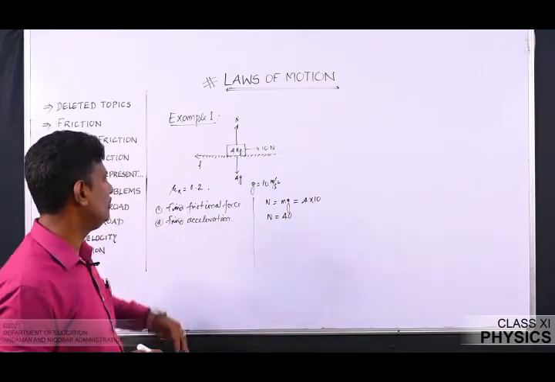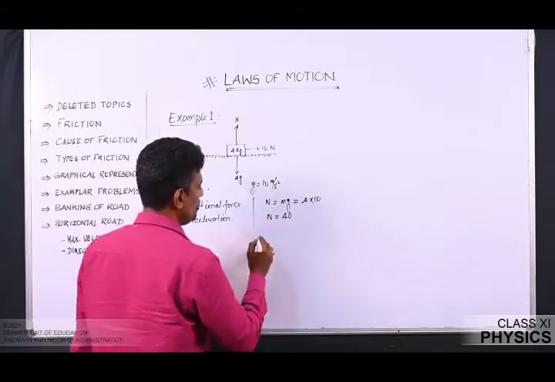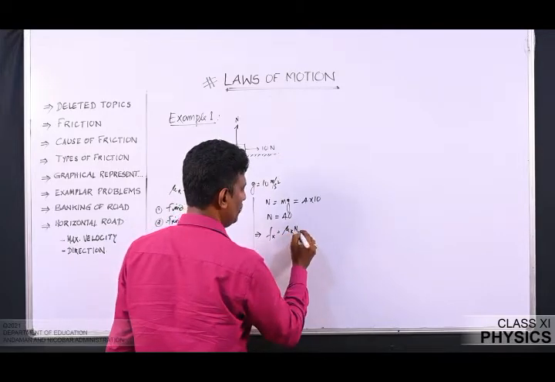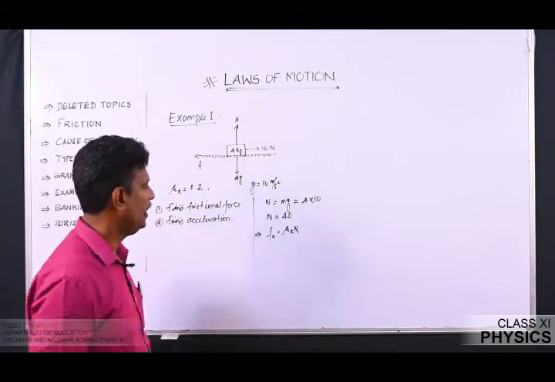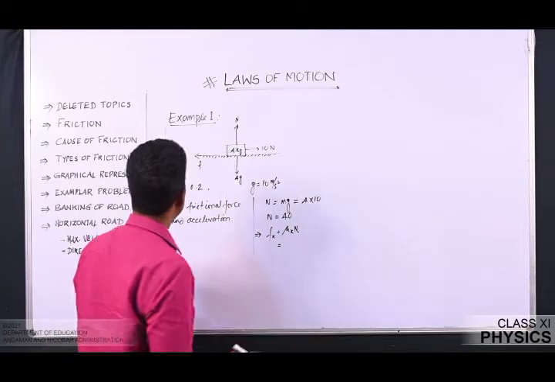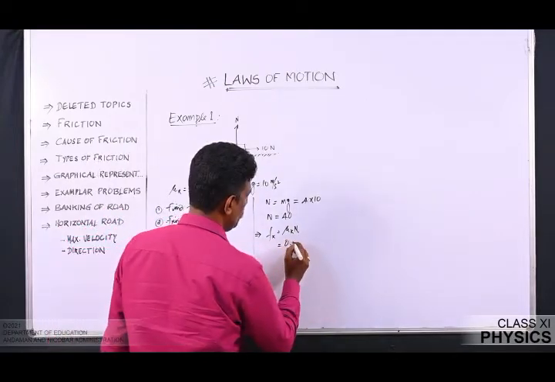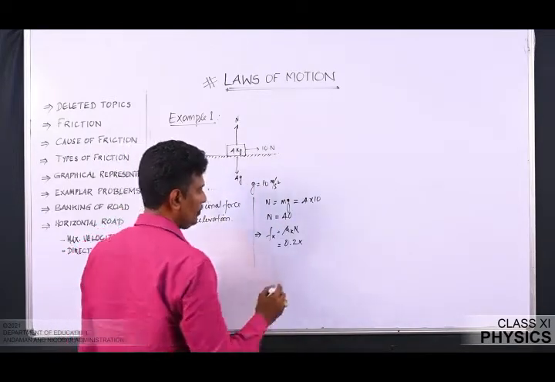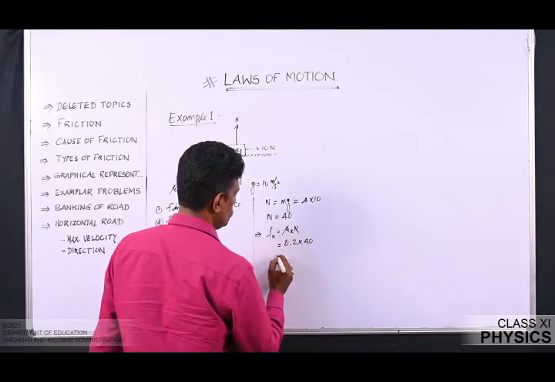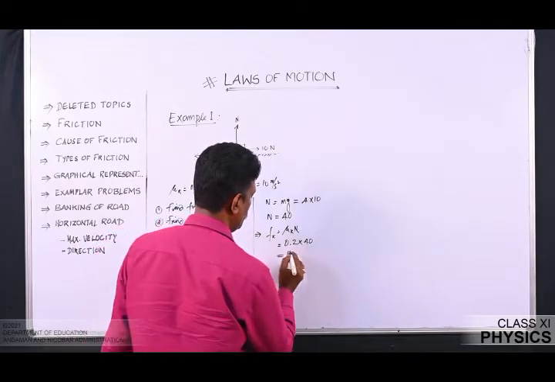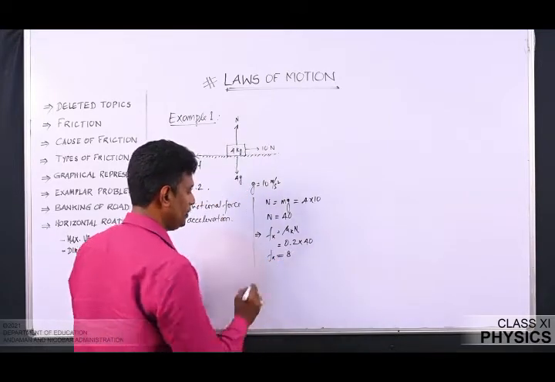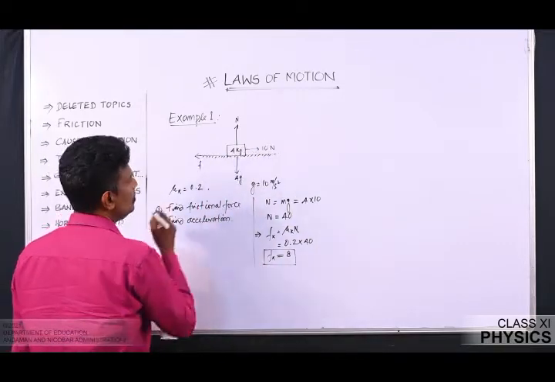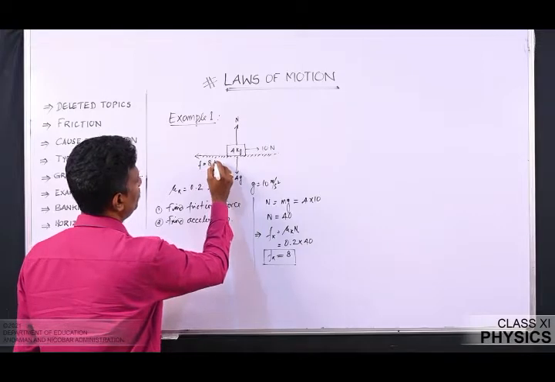Then we have to find the frictional force, that is we know Fk is equal to mu k N. What is mu k given here? That is 0.2 into N. N is equal to 40. So, we can write 0.2 into 40, that is equal to 8. So, Fk is equal to 8. So, frictional force is 8 acting along this direction. So, that can be written 8 Newton.